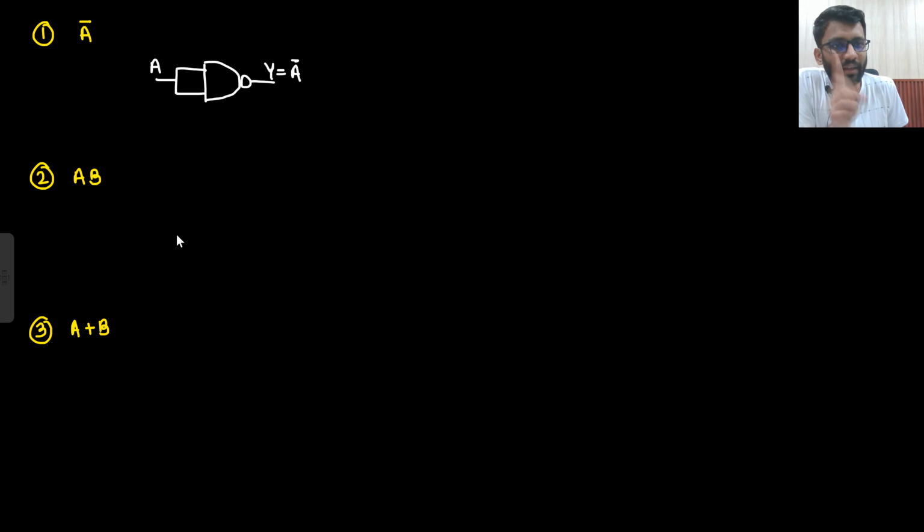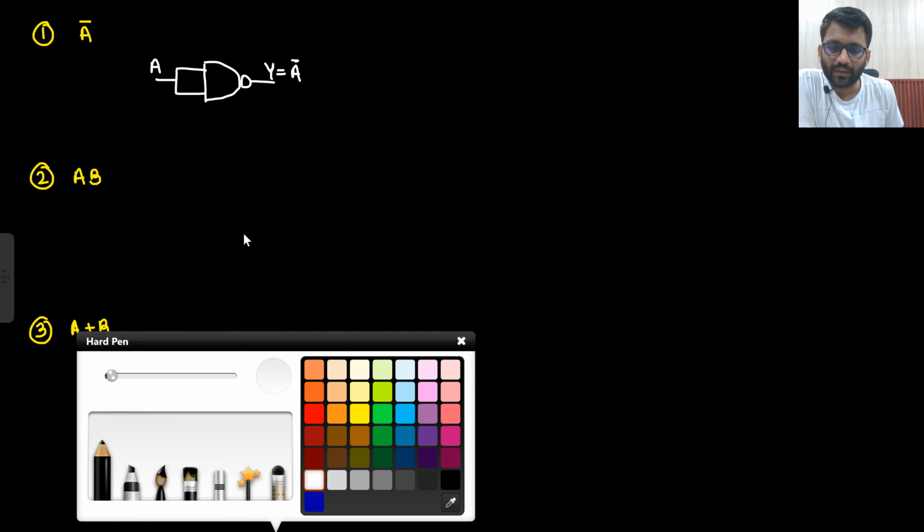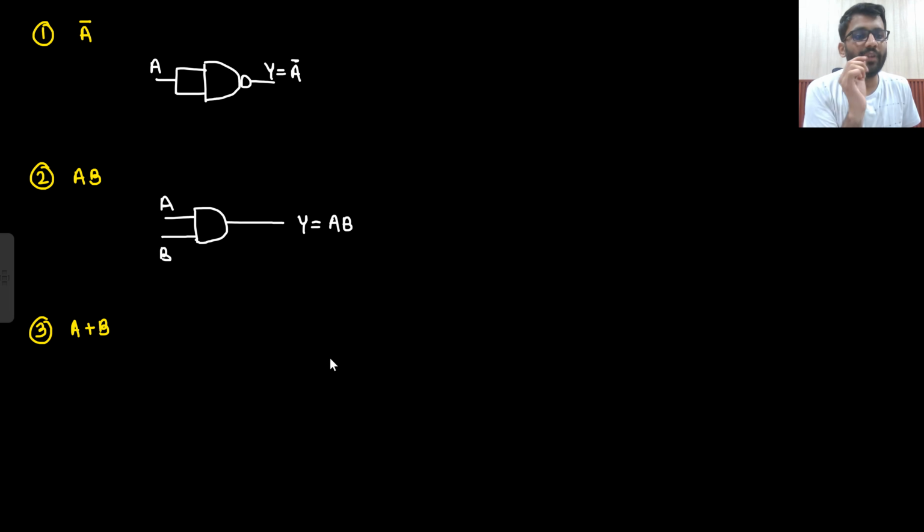So implement AB using basic gates. How do I make AB using basic gates? This is how I make AB using basic gates. This is A, this is B. Y is equal to AB. But you need to use a NAND gate, right? You need to use a NAND gate.